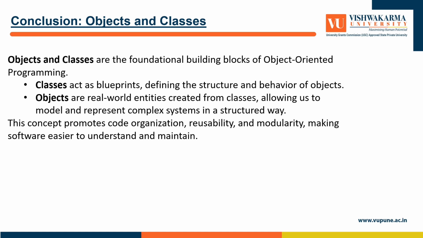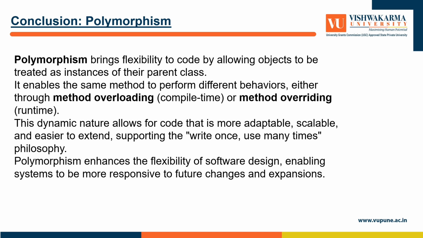Conclusion: polymorphism. Lastly, polymorphism adds flexibility by enabling methods to adapt based on the object type. Through method overloading and overriding, polymorphism ensures code can handle different scenarios seamlessly. It supports the idea of write once, use many times, making software scalable, adaptable, and future proof.